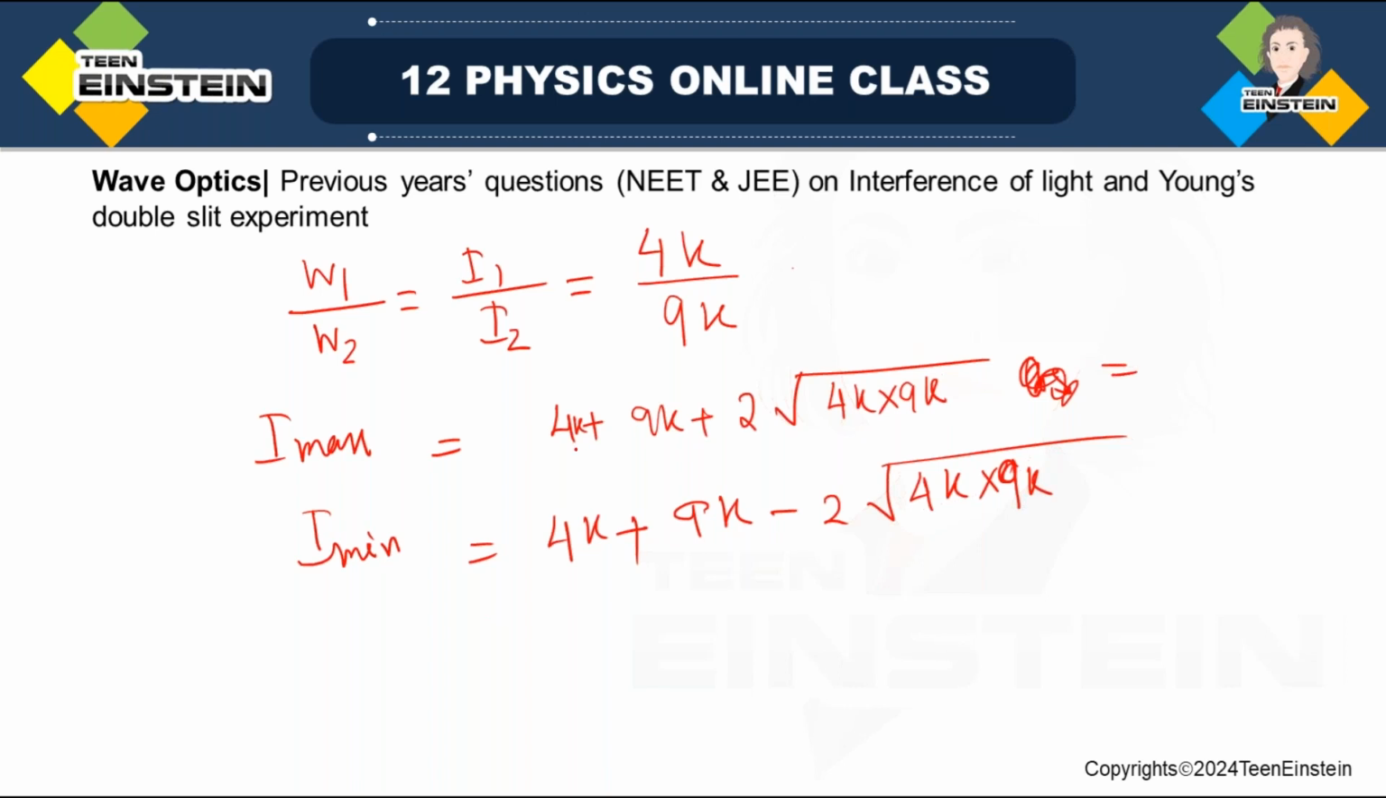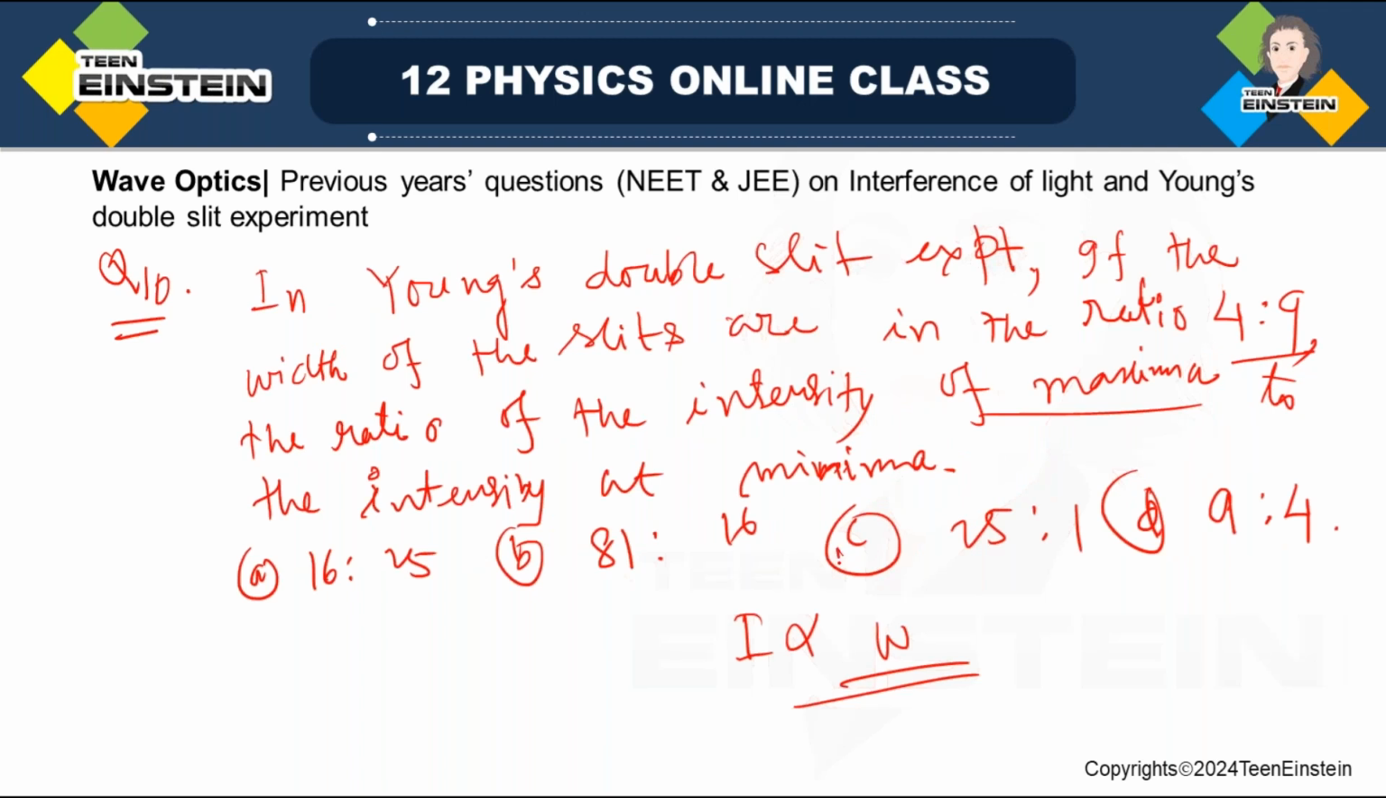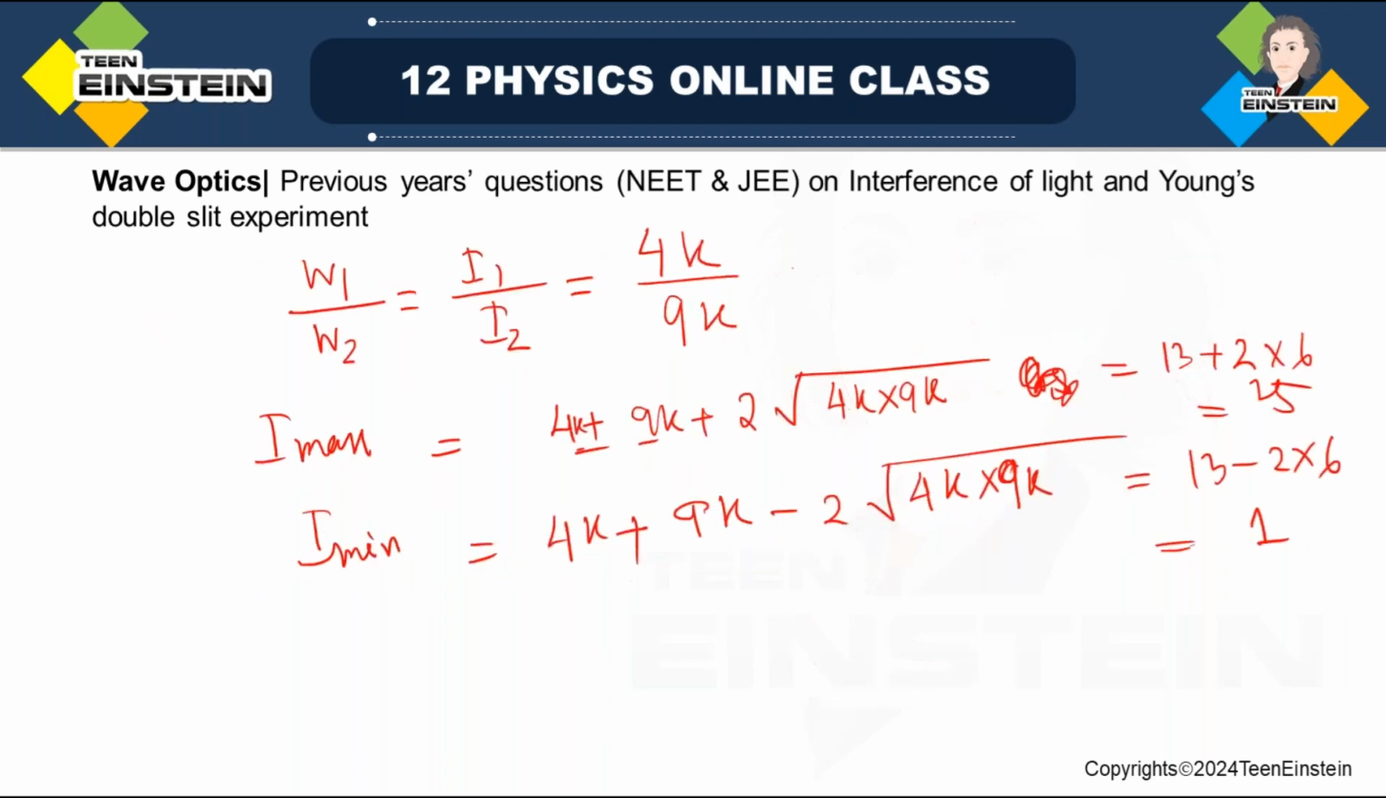Look, this is 13, right? Here 13 plus 2 into 6, since 2 into 3 into 2 is 2 into 6. Here it is 13 minus 2 into 6. So this is actually 25 and this is equal to 1. So the option 25:1 will be the correct answer. So answer is C.